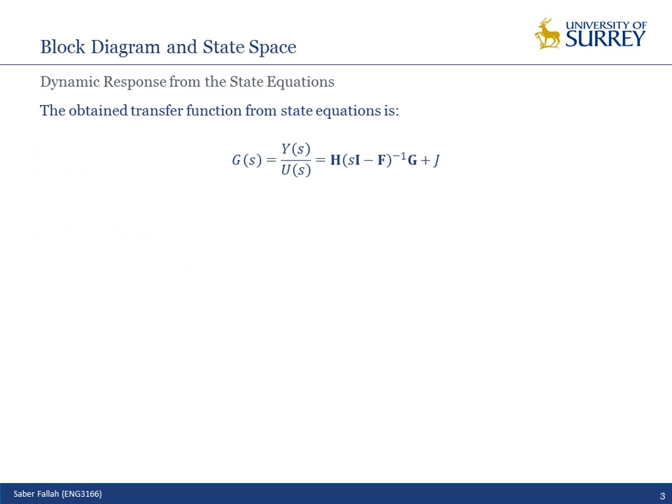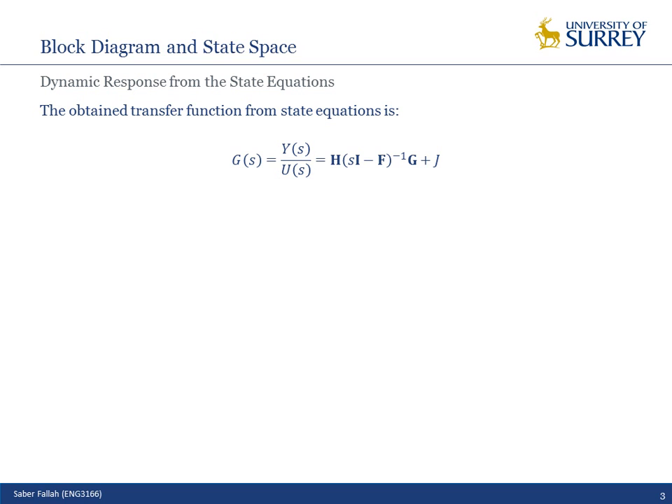Again, the famous relation, G(s) is H (sI minus F) inverse G plus J. When you transform from the state space to the Laplace domain, what property was the most important? Stability. And how can we check the stability of the system? Pole locations, exactly. If all poles are on the left side of the complex plane, the system is stable. Otherwise, the system is unstable.